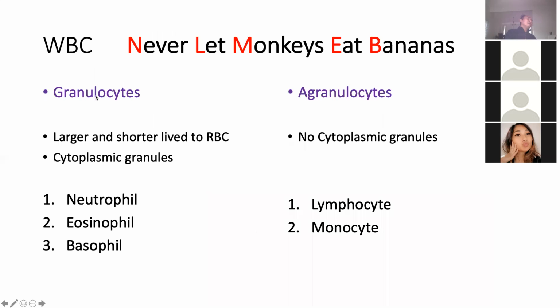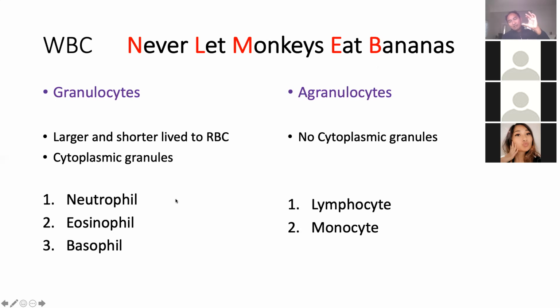So WBC, never let me eat banana. Yeah, never let monkeys eat banana. I think that is a good way to remember. This tells you how many types of WBC we have in our body, and it goes from the most common to the least common. So never let monkey eat banana. Never means neutrophil. Let means lymphocyte. Monkey, monocyte. Eat, eosinophil. Banana, basophil.